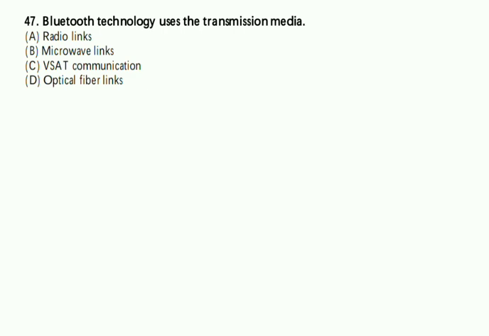Bluetooth technology uses the transmission media: radio links, microwave links, VSAT communication, optical fiber links. So Bluetooth technology uses radio links. Radio link protocol is an automatic repeat request fragmentation protocol used over a wireless air interface. Most wireless air interfaces are tuned to provide 1% packet loss, and mostly they will send the message between the devices successfully. So that's why option A is the correct one, radio links.